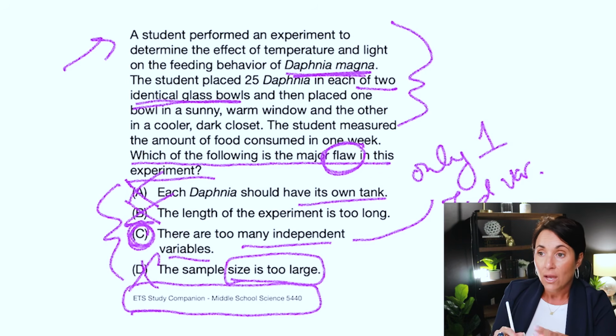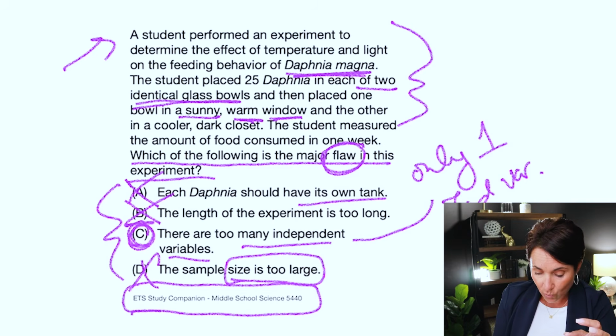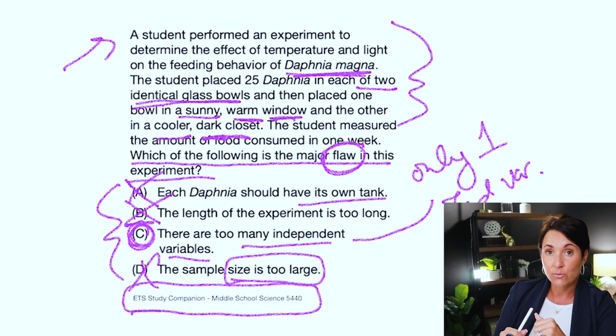Well, we have sunny, warm by the window, and then we have cooler, dark in the closet. So not only do we have the temperature, sunny and warm, dark and cooler, these are all variables. Warm and cooler are a variable, sunny and dark is a variable, and closet and window are variables. All 3 of these different pairs could have an impact on this experiment. So C is definitely the answer here, that there are too many independent variables.